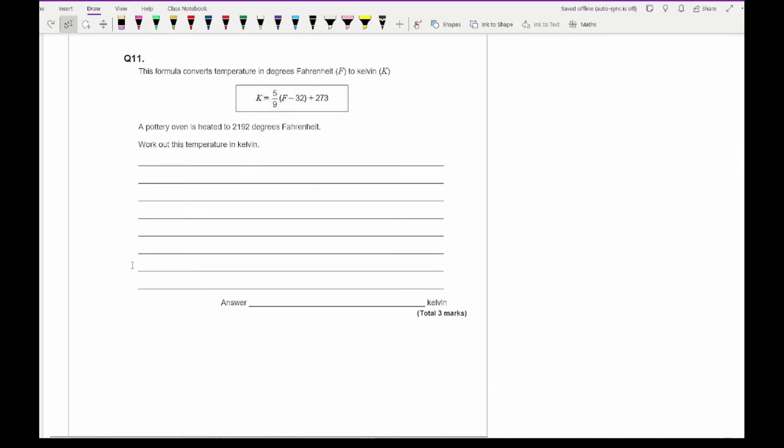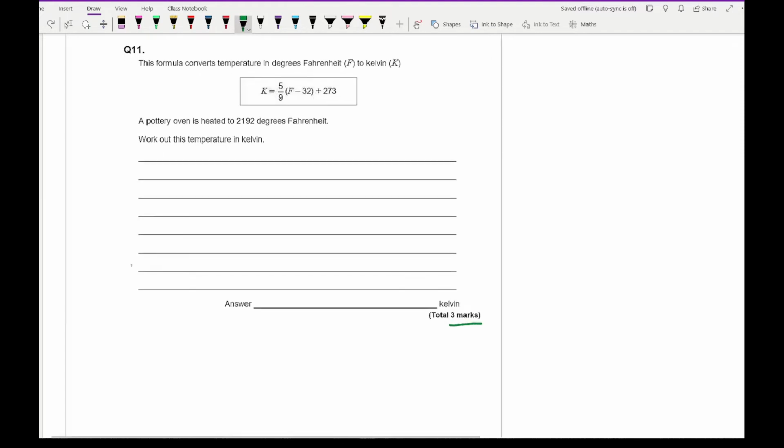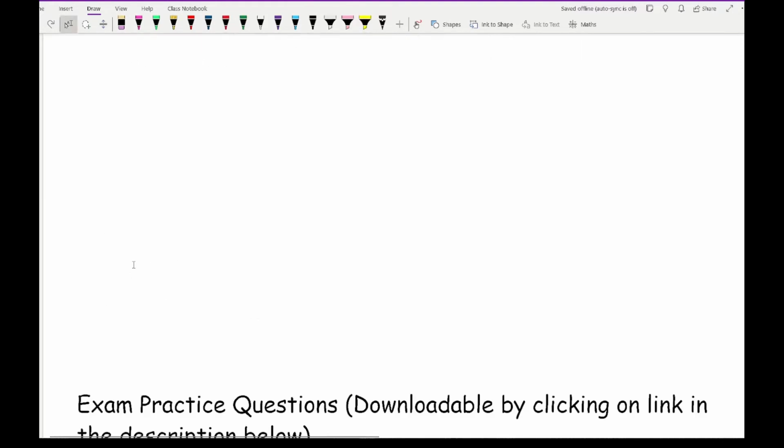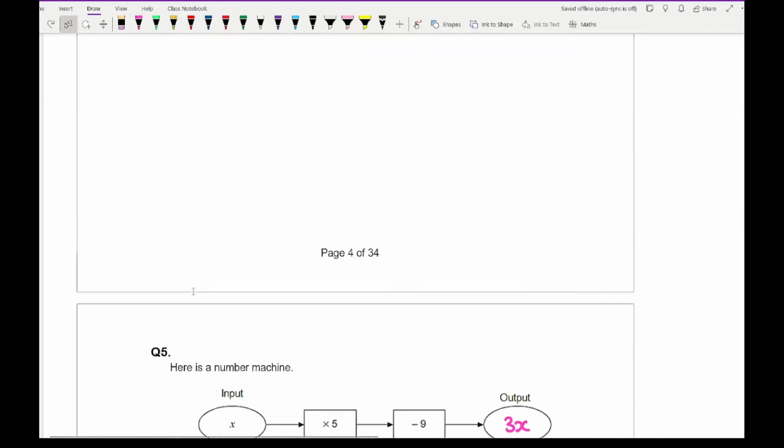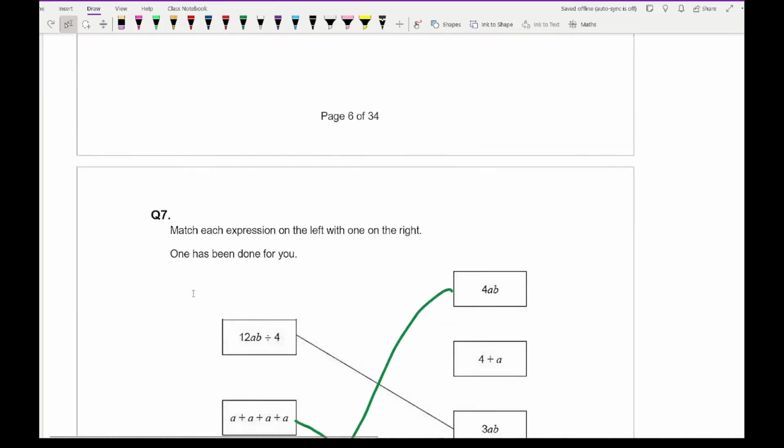Moving on to question 11, it says this formula converts temperature in degrees Fahrenheit to Kelvin. A pottery oven is heated to 2192 degrees Fahrenheit. Work out the temperature in Kelvin. And this question is worth 3 marks, which I would say is extremely generous. Let me just zoom in. And of course it's reset. So let's just go back to that question.